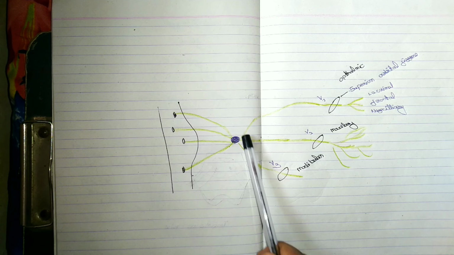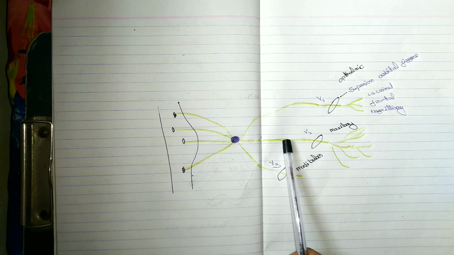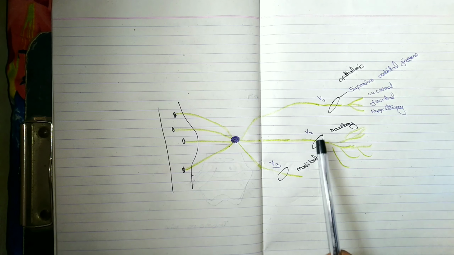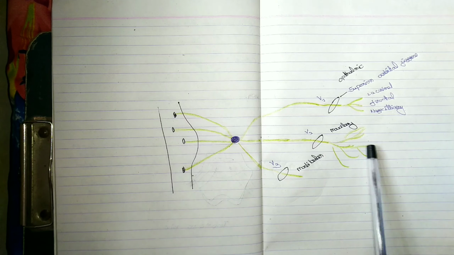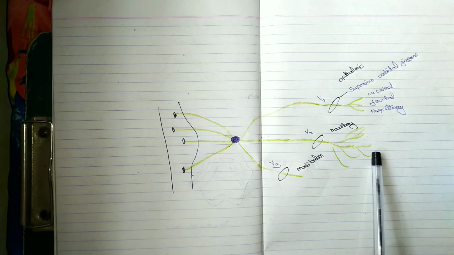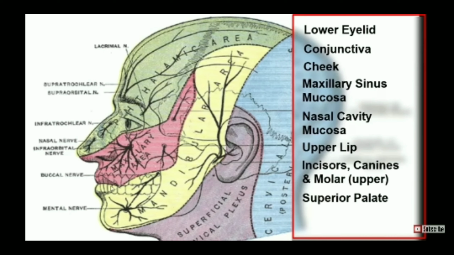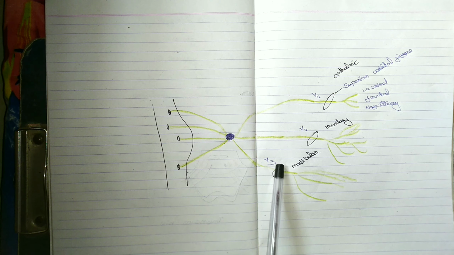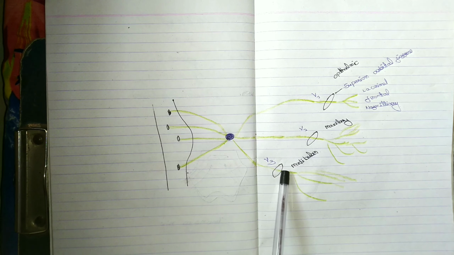The second division of the trigeminal nerve is the maxillary branch, which arises from the trigeminal ganglion in the middle cranial fossa, passes through the lateral cavernous sinus, and comes out of the cranium through the foramen rotundum. It gives 14 branches, and those supply the lower eyelid, conjunctiva, cheek, maxillary sinus, nasal cavity mucosa, upper lip, incisors, canines, molars, and superior palate.